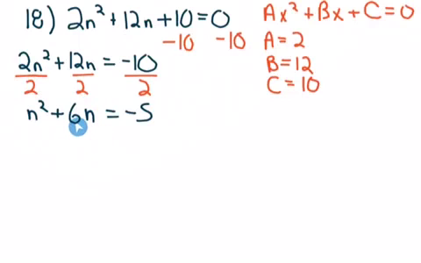So here's my 6. My 6 is the coefficient of n, so I need to half this and square it to figure out what I need to add to both sides to complete the square. So what does that look like?